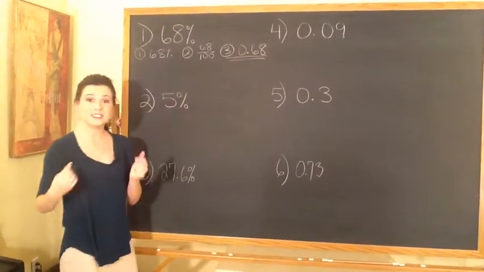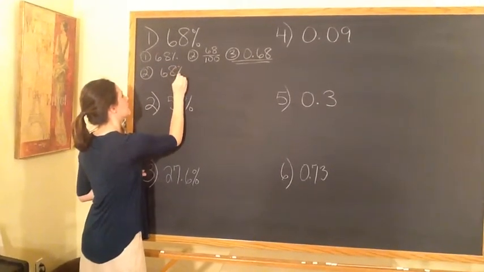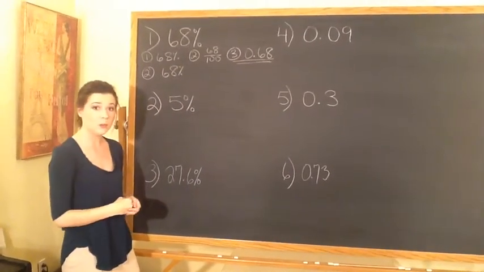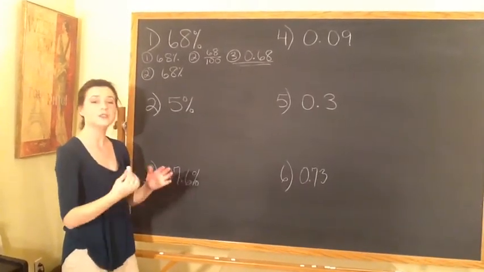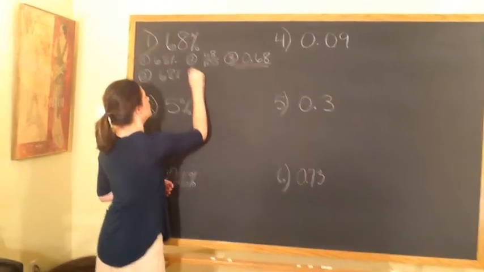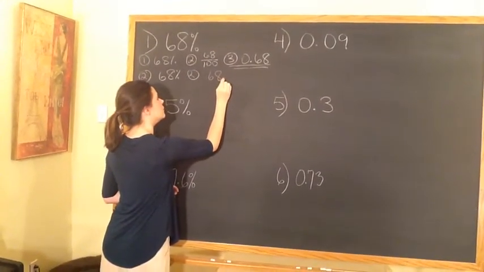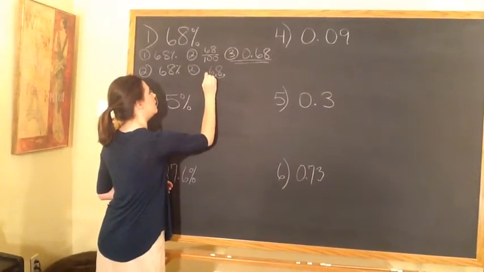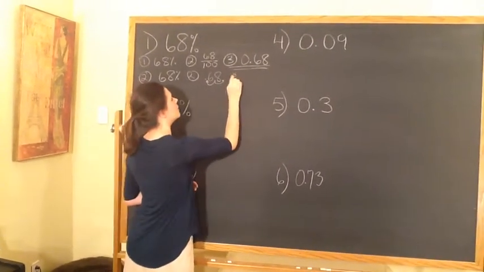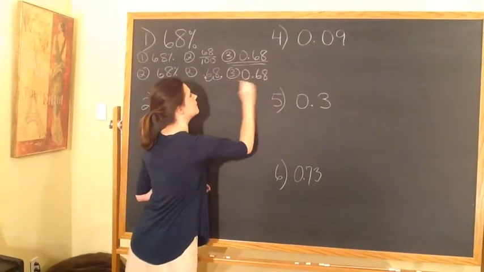So let's go ahead and do it the second way now. We start with 68%. Then we have to move our decimal. Now when we're going from a percent to a decimal, we move it 2 places to the left. So we're going to move our decimal from over here 2 places to the left, and now it's going to be here. And you'll see how we get the same answer, 68 hundredths.